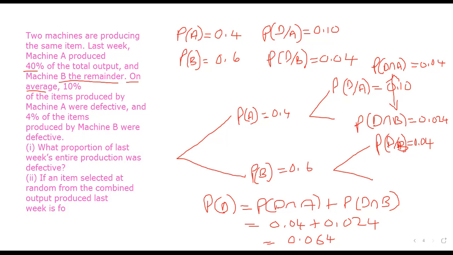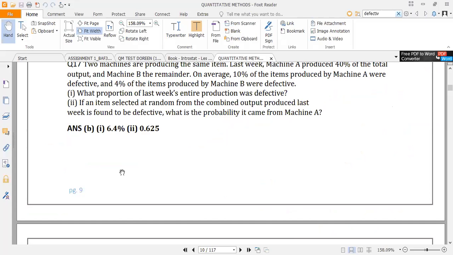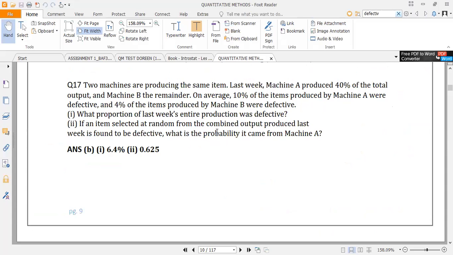This question is there in the pamphlet. For those of you who have the pamphlet, it's on page 9. I want us to look at another question. So we've now calculated only the first part, which says what proportion of last week's entire production was defective. Then the next part, if an item selected at random from the combined output of last week is found to be defective, what is the probability it came from A?